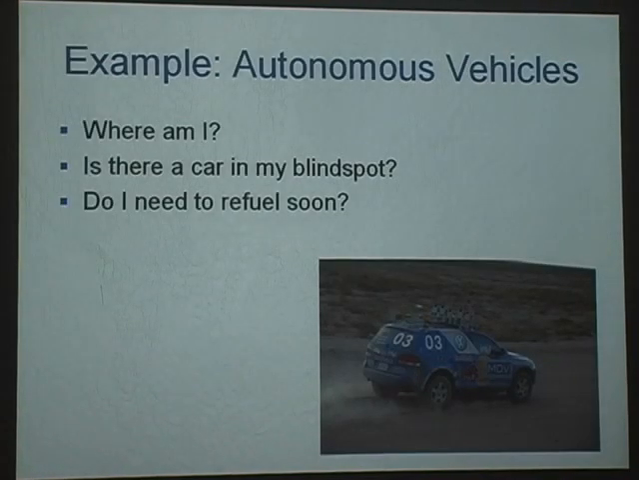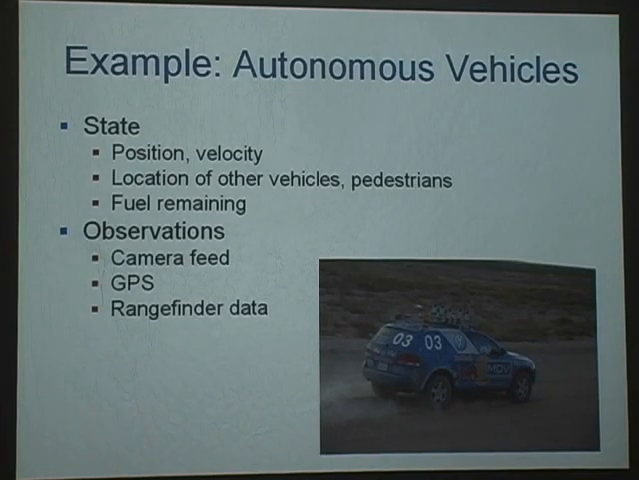Second example, this is a picture from the winning entry from the DARPA 2005 Grand Challenge. And controlling an autonomous vehicle like this requires being able to answer various questions, like where am I right now? Is there a car in my blind spot at this instant? Do I need to refuel soon? And again, you can model something like this by having a state consisting of your position and velocity, and also location of any other vehicles, pedestrians, fuel remaining, and so on. And you get observations from various sensors, like camera, GPS, rangefinder data, among other things.